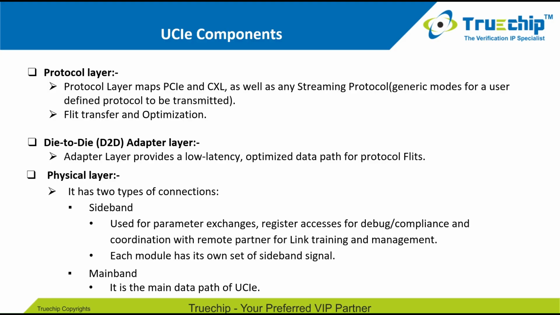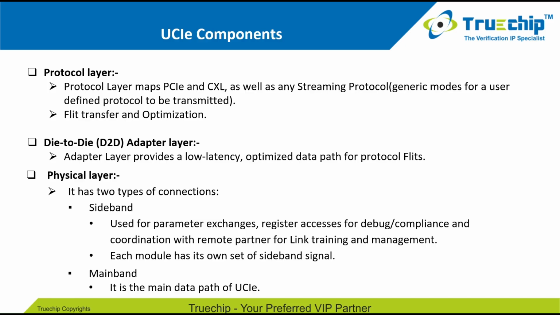And in the middle, the die-to-die adapter provides the optimized data path. It handles the heavy lifting. It can do things like CRC computation, link state management, parameter negotiation, and also retry mechanism. And here at the bottom we have the physical layer, which handles the actual signaling.